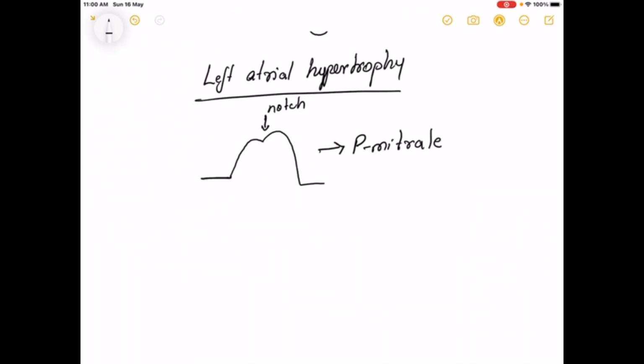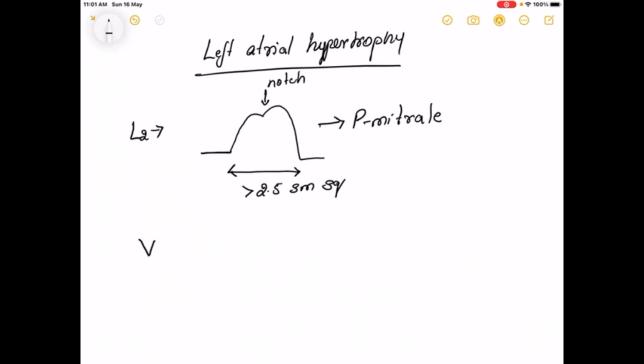and this is subjectively measured by measuring the width. So the width is more than 2.5 small squares, and this is called P mitral. This is seen in lead 2. Now let's see what happens in V1. As I told, the upward wave is due to the right atrium, and that is normal, whereas the downward wave, the negative deflection, is due to the left atrium, and in left atrial hypertrophy this downward wave is enlarged.